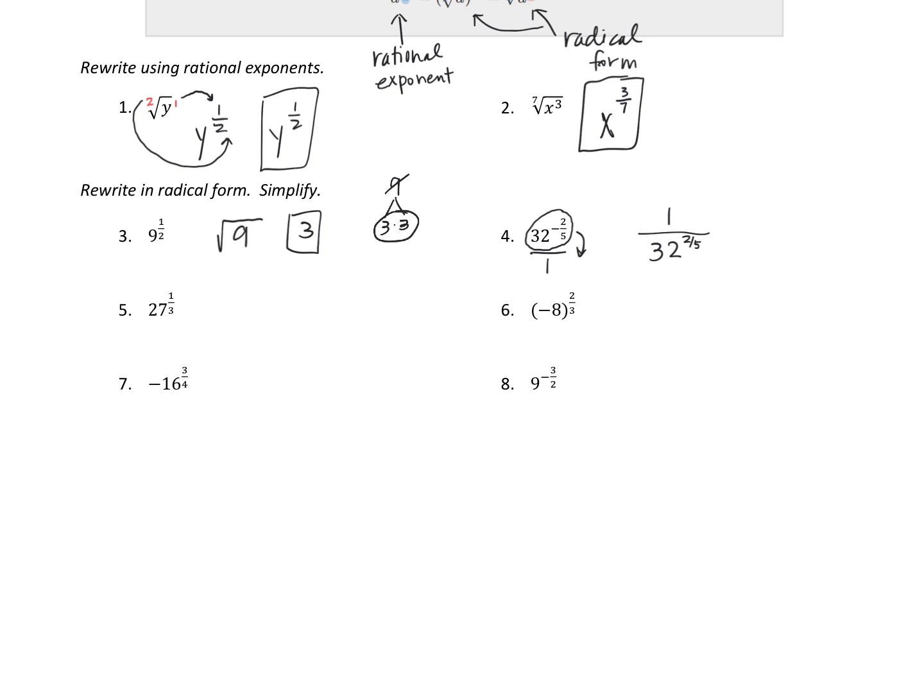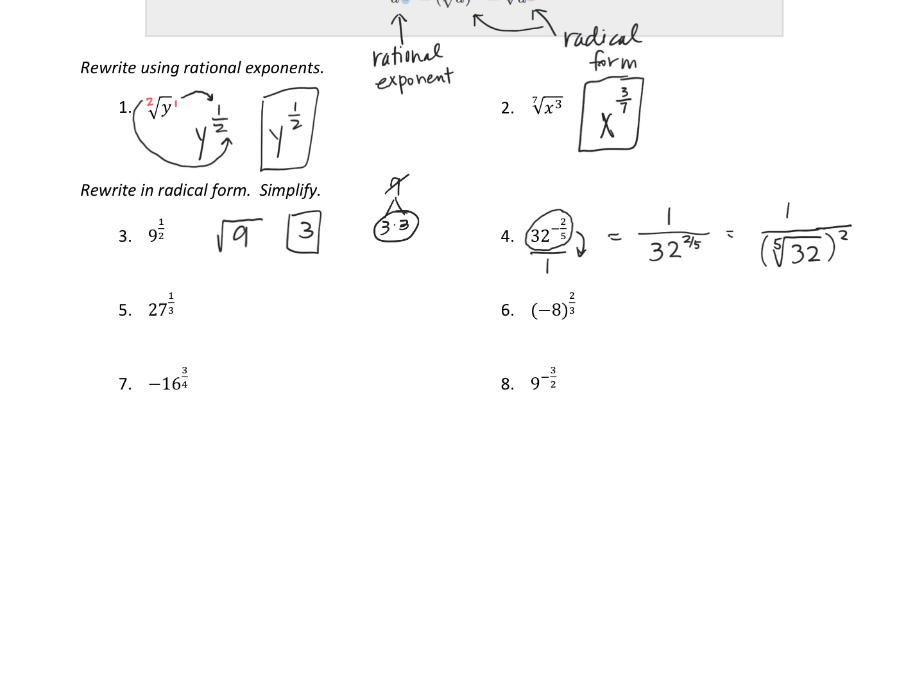Now we want to rewrite it in radical form. So we're going to have 1 over a radical, and 32 is our base. The denominator is your root. So we're going to put a little 5 here. So we're looking for the 5th root. And the numerator is our exponent. So we're going to put that out here. I highly recommend finding your root first.